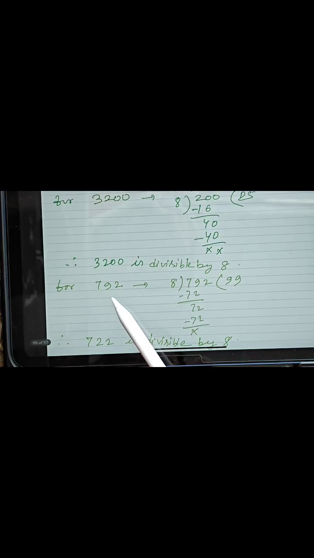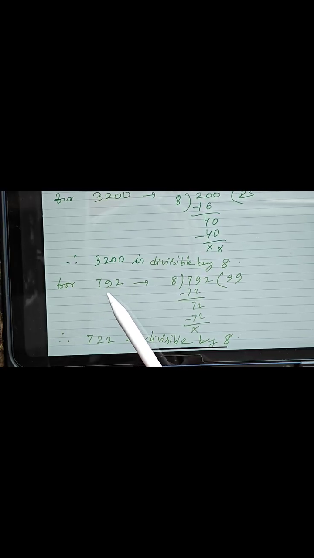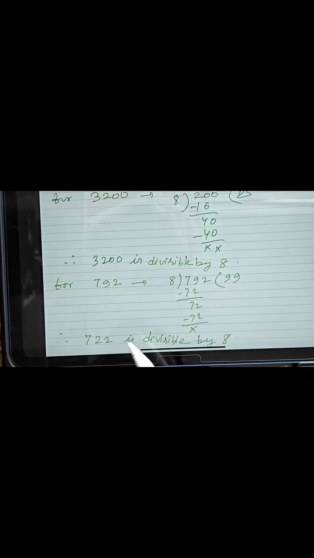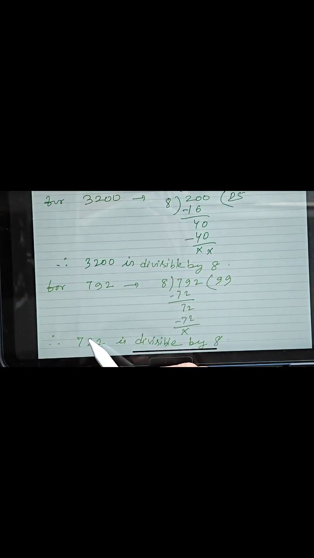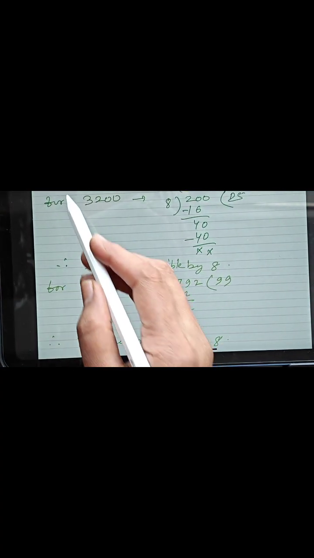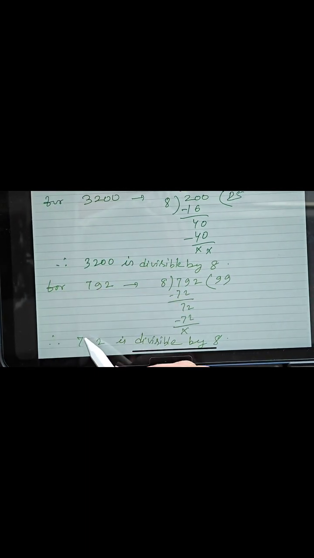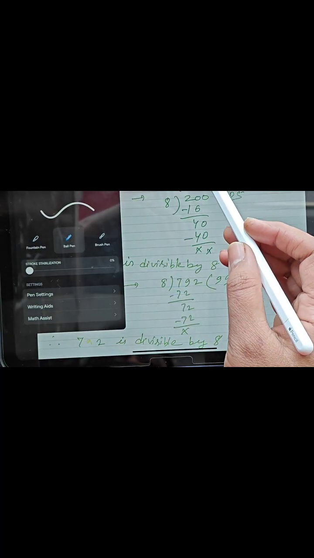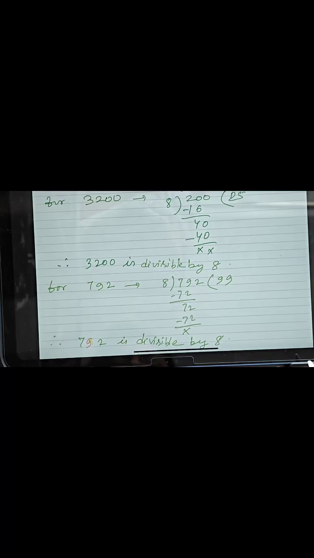For this 792, this is a good example. This is a 3-digit number only, so you have to check for divisibility by division, and then you can say that 792 is divisible by 8.